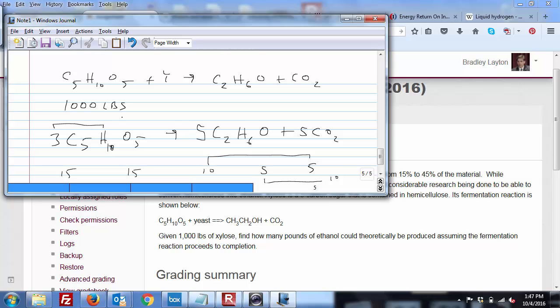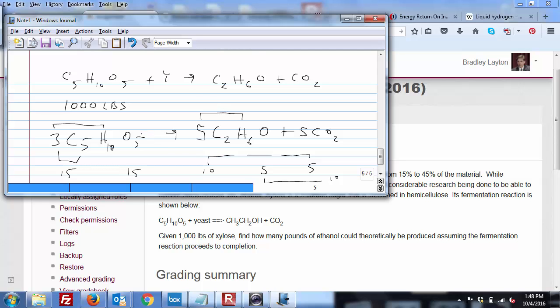3 times 10 is 30, and I got 30 hydrogens because 5 times 6 is 30. And now for carbons, I had 15 because 3 times 5 is 15. And where do I get my 15 on the other side? Well, I got 5 times 2 is 10, plus 5 is 15. And on this side I've got 3 times 5, 15 oxygens, and 15 oxygens as well on both sides.